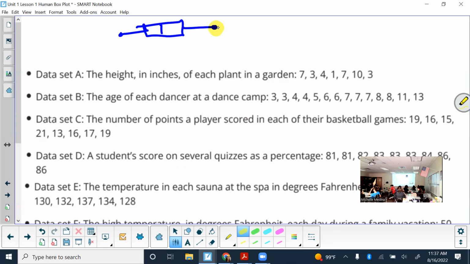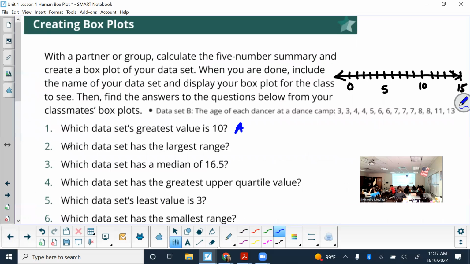Like I can see on data set G, it looks like the biggest is 86. A is 10. C is 21, at least according to your guys' drawing. But you also probably could have just looked at this list and seen which has the largest value. 10. Good. So that is correct. Number 2, which data set has the largest range? Now, I didn't tell you what range was beforehand. Anyone know what range is?